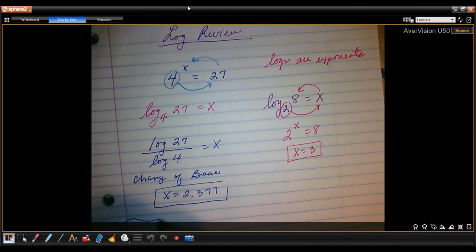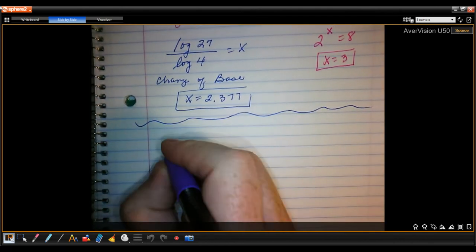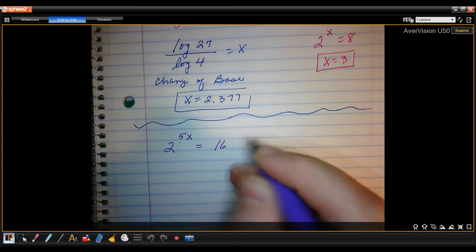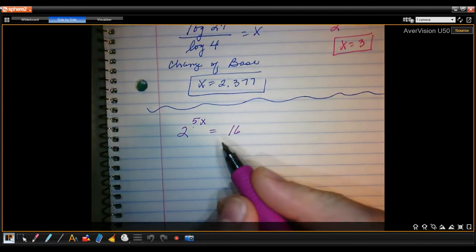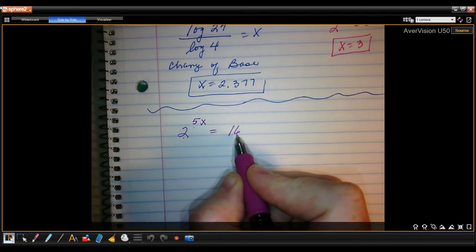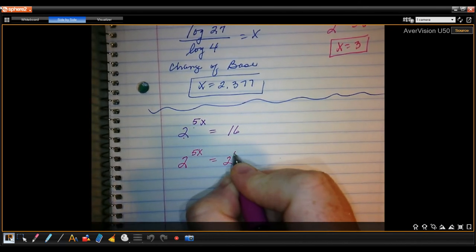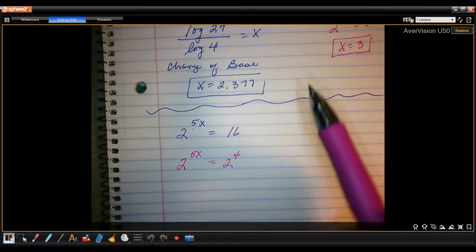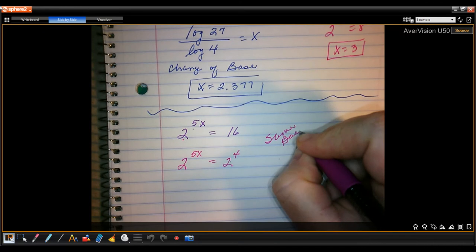Okay, then let's solve. So solving would be something like this. Let's say 2 to the 5x equals 16. There's a couple of ways to do this, so I'll show you both ways. The book, if I remember correctly, says make them the same base. Well, this is base 2. Can 2 raised to some power be 16? Sure. So 2 to the 5x is the same thing as 2 to the 4th, because 2 to the 4th is 16, because 2 times 2 is 4, 8, 16. So now this is called same base. You're making them the same base in the exponential.